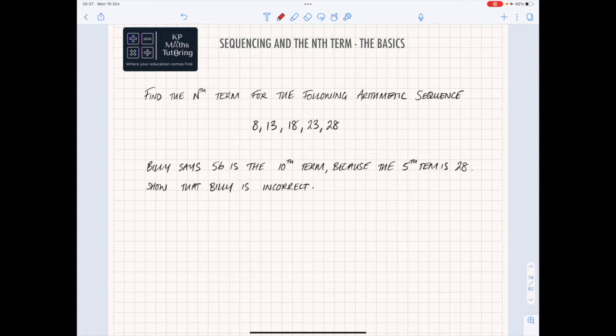So find the nth term for the following arithmetic sequence. So we've got 8, 13, 18, 23 and 28. So this would be the first part of the question. This would be part A, and then this second part here would be part B.